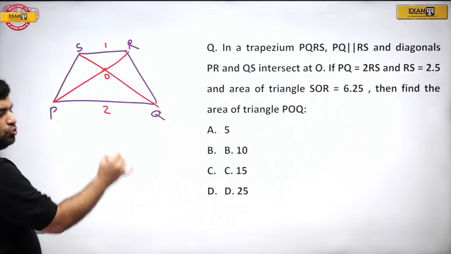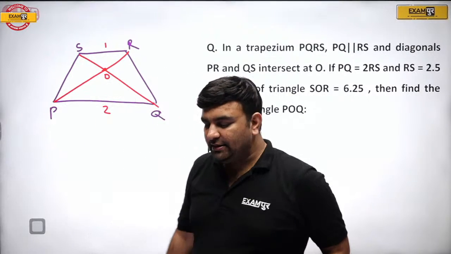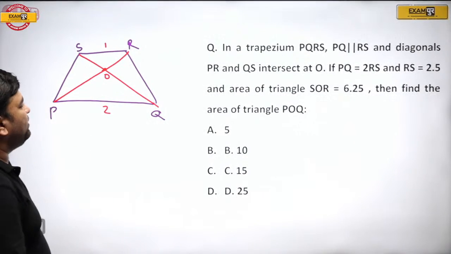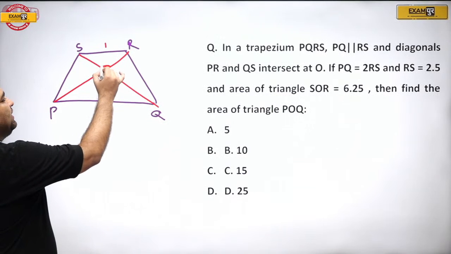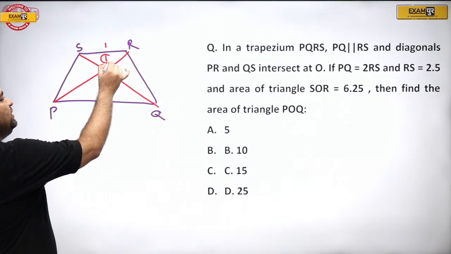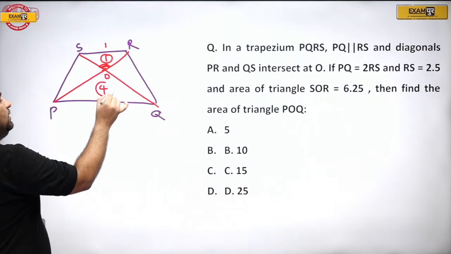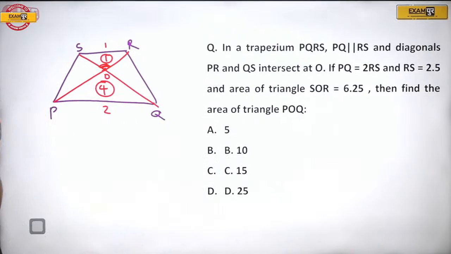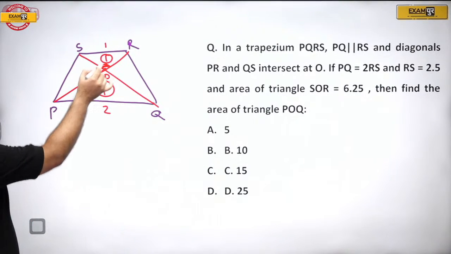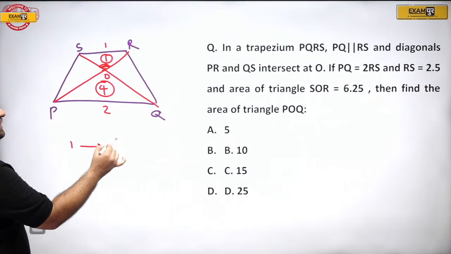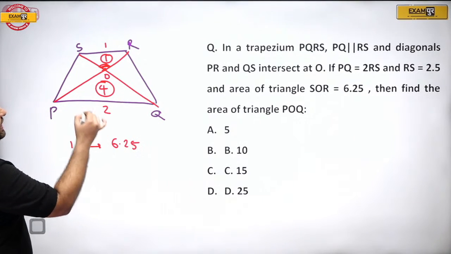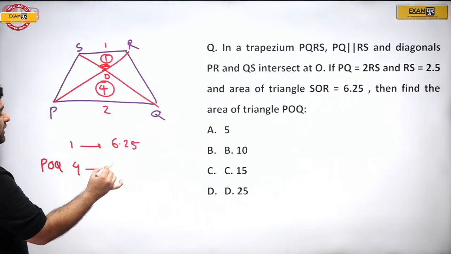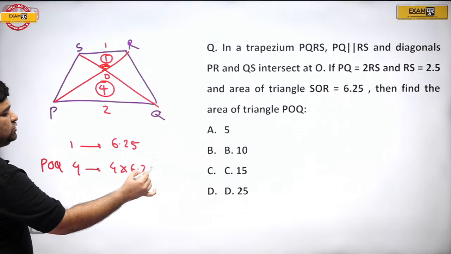Double means 1:2. If the sides are in the ratio 1:2, these are similar triangles, so their areas are going to be in the ratio 1:4. Now the area of SOR is 1, which is given as 6.25. So what is the area of POQ? Area of POQ is 4, so that is 4 into 6.25, which is 25.